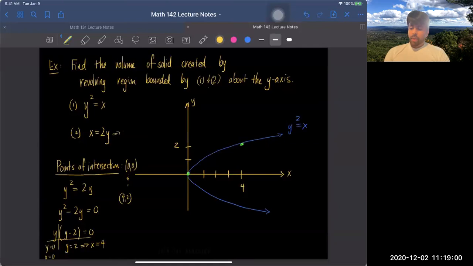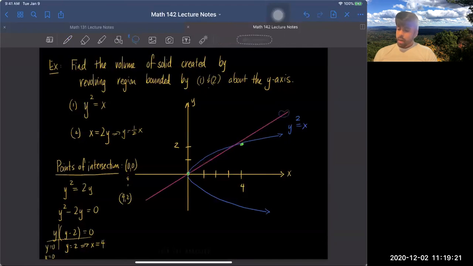Well, I can rewrite this as y equals 1/2 x, right? And I know what that is. It's a straight line that crosses through the origin whose slope is 1/2, rise over run. Goes up 1/2. So then I would have this as my graph. Let me draw this again. So this is y equals 1/2 x.